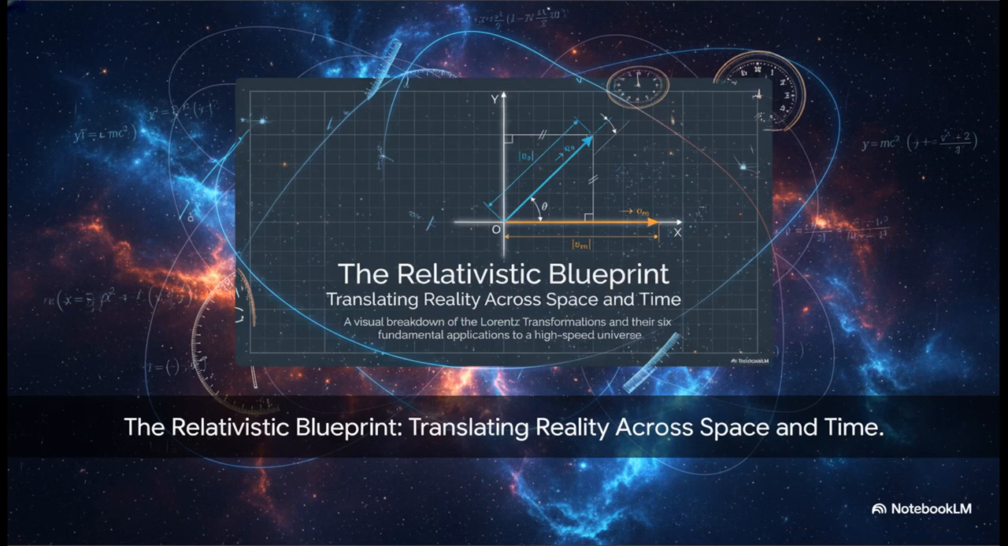All right, let's dive into one of the most mind-bending ideas in all of physics, the Lorentz Transformation. For this explainer, we're pulling directly from Chapter 15 of the book Newton and Relativity. We're going to break down how the universe literally creates different realities depending on who's looking, especially when things start moving really, really fast. So, let's get right to it.